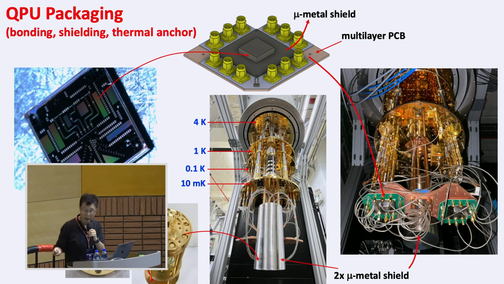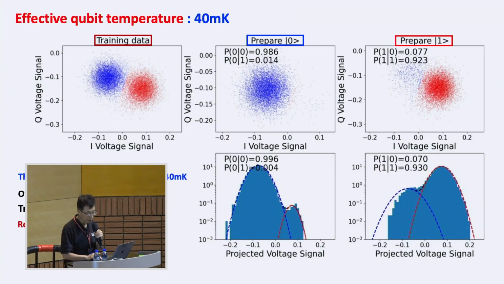Well, we have 2 types of packagings here, and with this packaging we achieved a temperature not excellent, but finally, from the beginning well beyond 100 millikelvin, we finally reduced to 40 millikelvin by doing a lot of trimming on the packaging and those things. And with that the readout fidelity goes to 0.95 and so on.